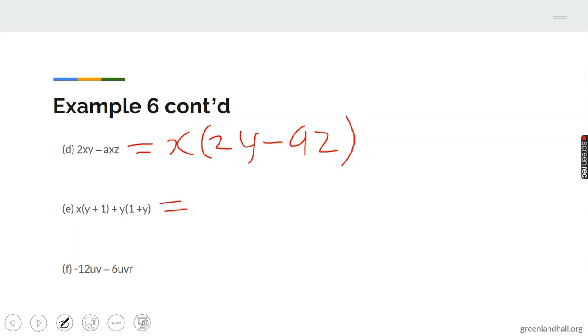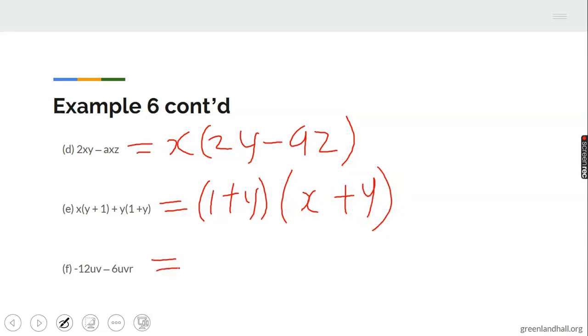Then this one, you check what is common. What is common? y plus 1 and 1 plus y is the same thing. So that is what is common. That will be 1 plus y. Either you write 1 plus y or y plus 1. That will be x plus y.